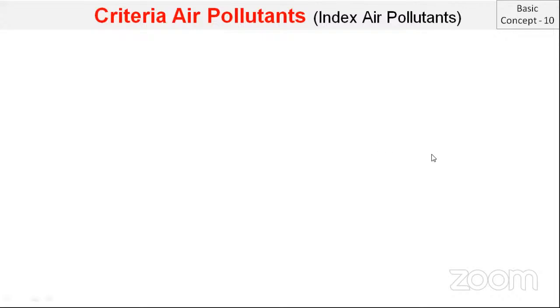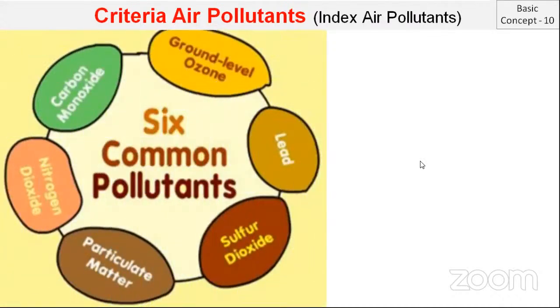For this purpose, 6 common pollutants have been listed. These common pollutants start from carbon monoxide. Okay, you can start anywhere, but it is 6. Carbon monoxide, ground level ozone.